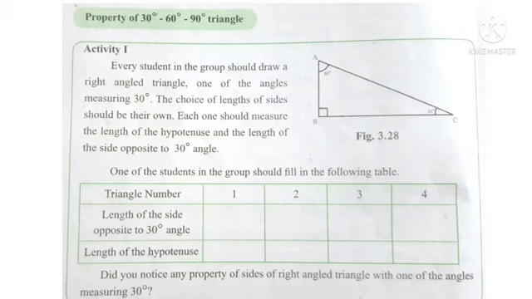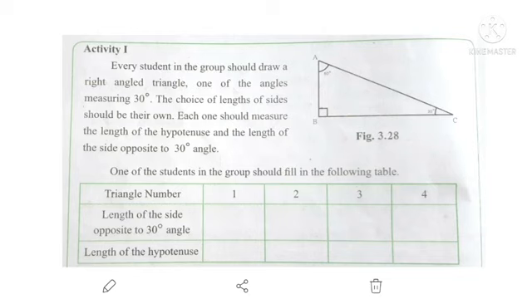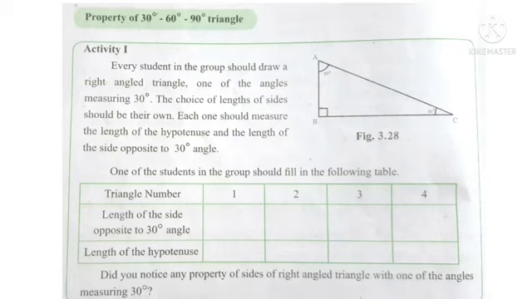Here we have to take one activity. What is this activity? The activity is we have to find the property of 30 degree, 60 degree and 90 degree triangle. So here we measure the angles, side AB, side BC and side AC, and according to this you find the property. Which property we will see?